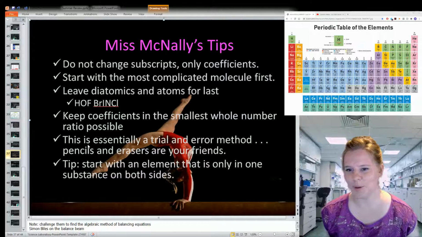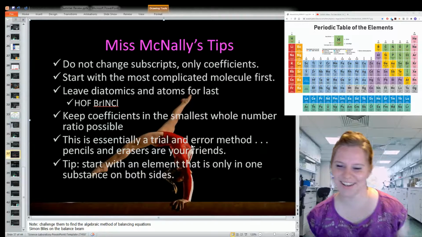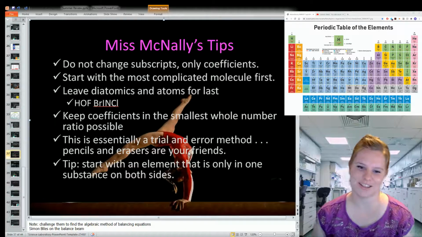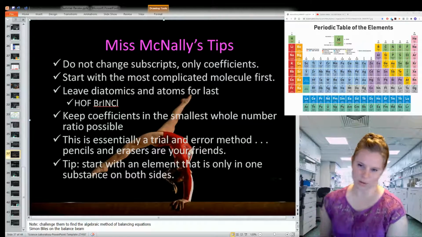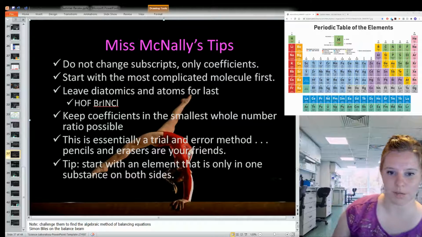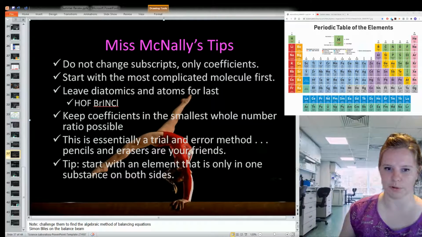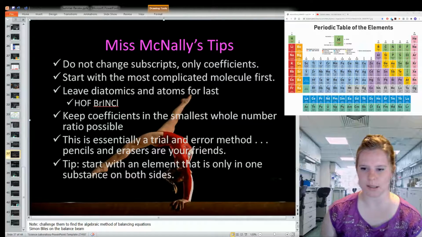Okay, pencils and erasers are your friends, or something you can erase. So I like to do these ones in pencil or on a whiteboard or something that you can erase or scratch it off to the side before you write it in. If you do them in pen, sometimes they can get a little messy.